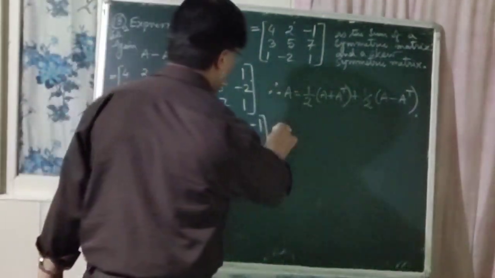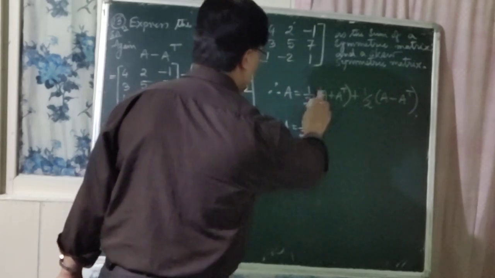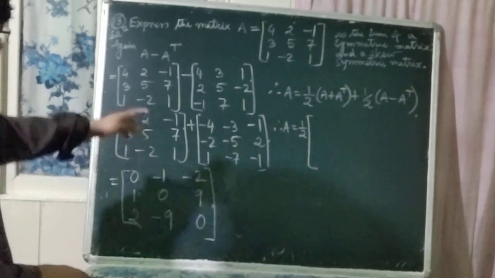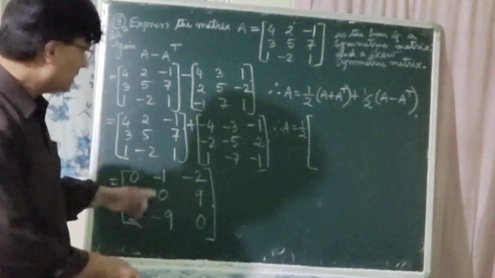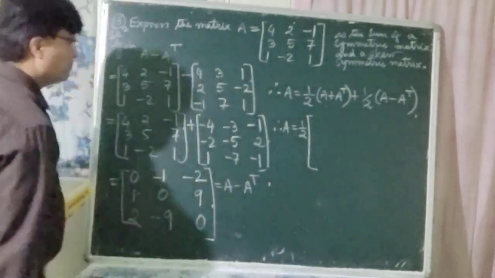Therefore, A is equal to half. Just now we found out A plus A transpose, but I have rubbed it out. So this is your A minus A transpose, that is correct. So let us write it as A minus A transpose.